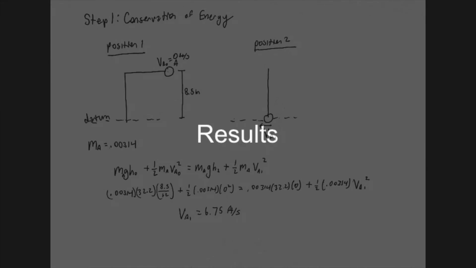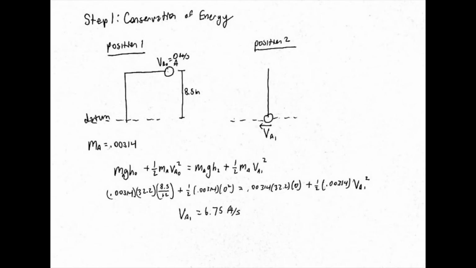In order to compare the coefficients of kinetic friction of the 3 different surfaces, we began by using conservation of energy on the pendulum system. This allowed us to find the velocity of the ball right before impact. The velocity of the ball is labeled VA.